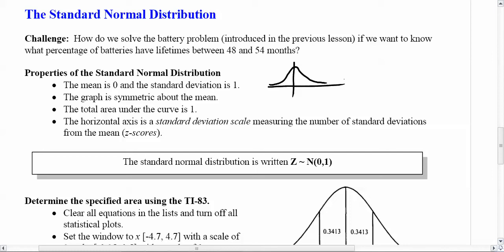It's symmetric about the average, and the total area under the curve is 1. And the horizontal axis measures the standard deviation. And what we say is that the standard normal can be written as, we especially use the letter Z for standard normal, and we say that it's distributed as a normal. And remember, the first number represents the mean, so the average is 0, and the second number represents the standard deviation squared. So 1 squared is 1.